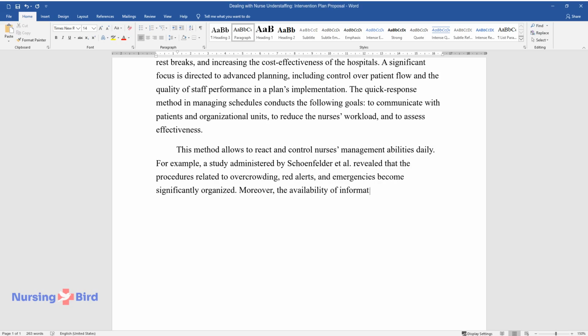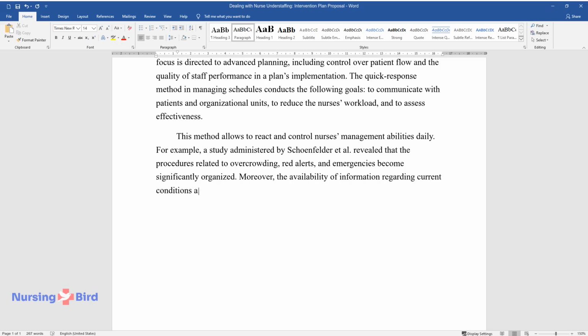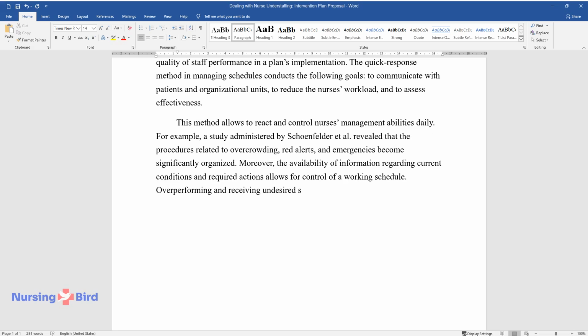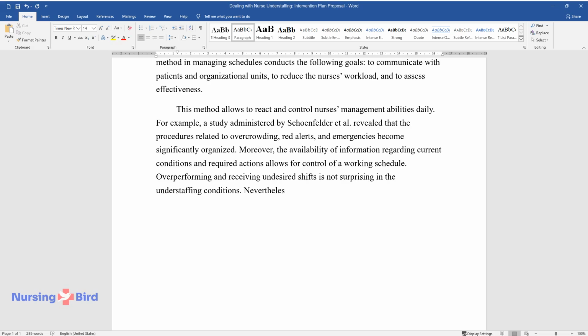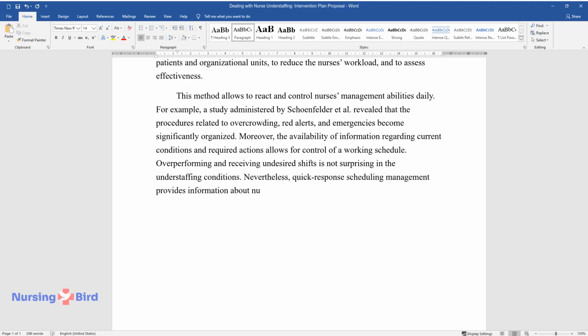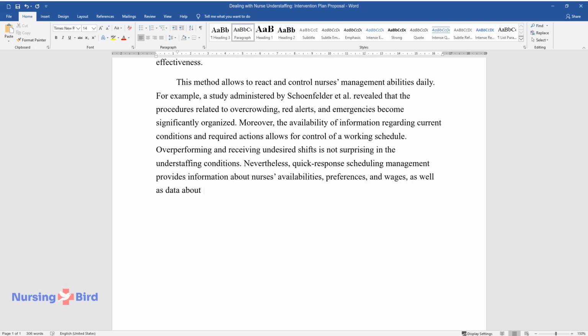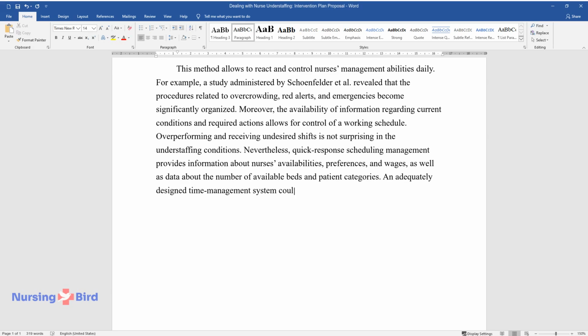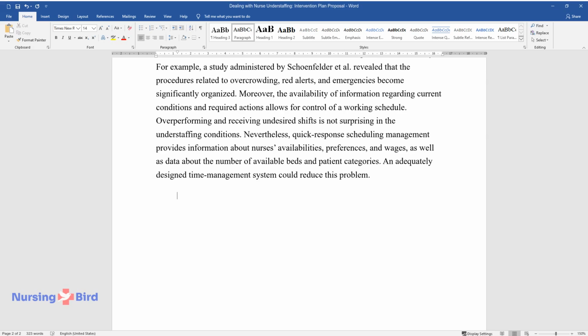Moreover, the availability of information regarding current conditions and required actions allows for control of a working schedule. Overperforming and receiving undesired shifts is not surprising in understaffing conditions. Nevertheless, quick response scheduling management provides information about nurses' availabilities, preferences, and wages, as well as data about the number of available beds and patient categories. An adequately designed time management system could reduce this problem.